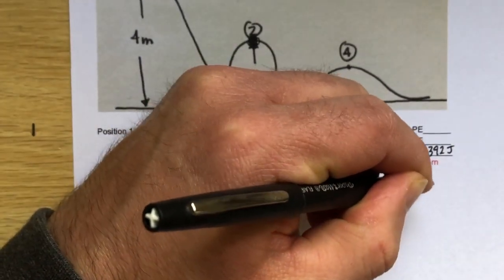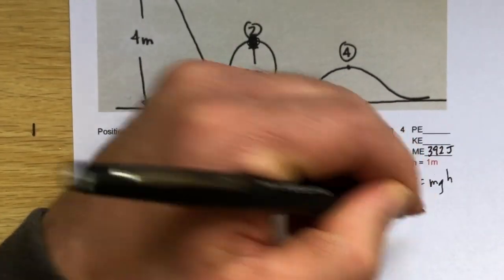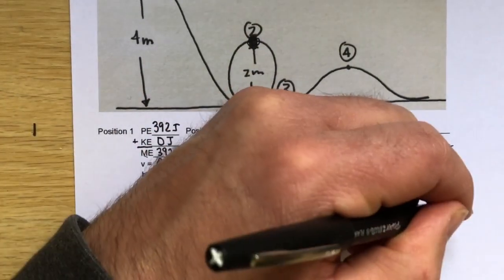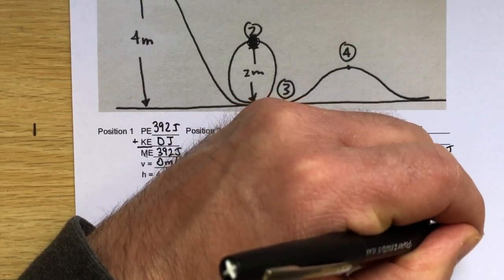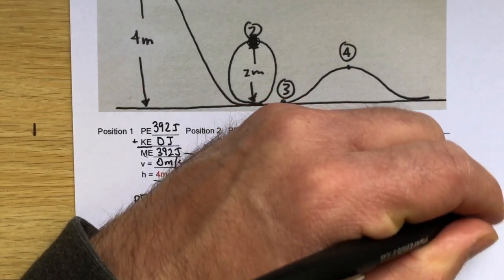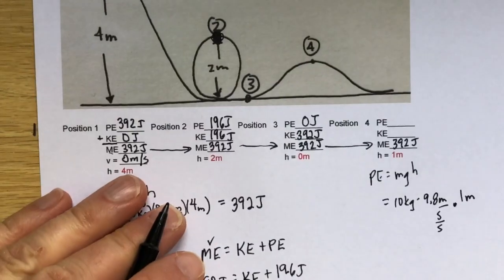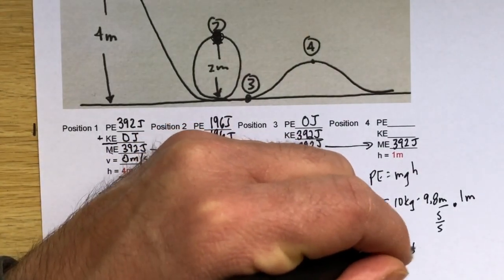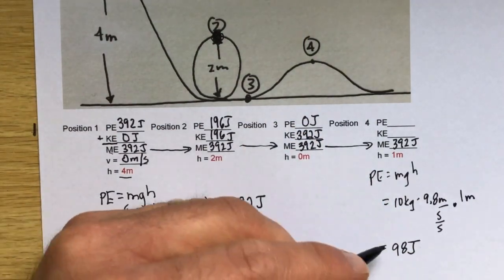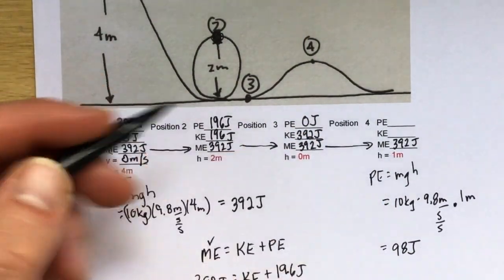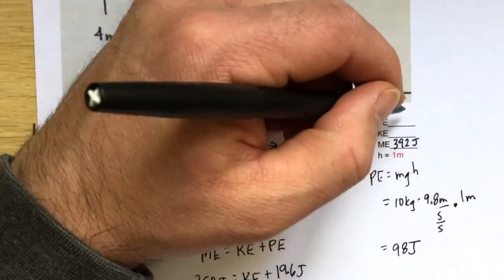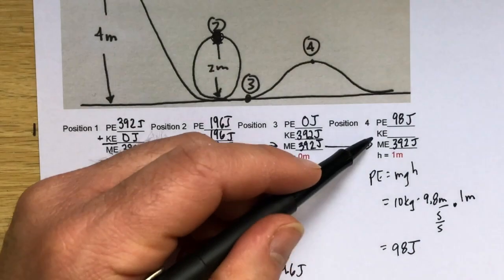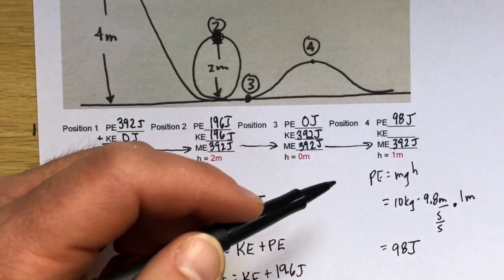So PE equals mgh, and we go 10 kilograms times 9.8 meters per second squared times 1 meter, and that's going to be 98 joules, all right, which is 1/4 of 392. So either way works. 98 joules. All right, so the rest of it must be made up by kinetic energy.